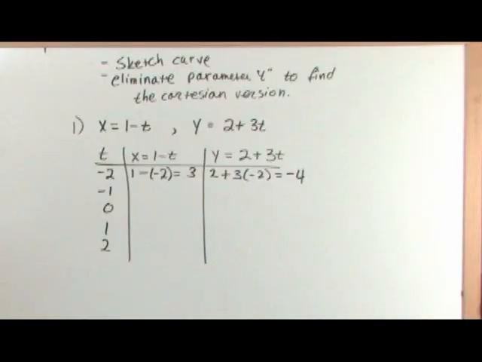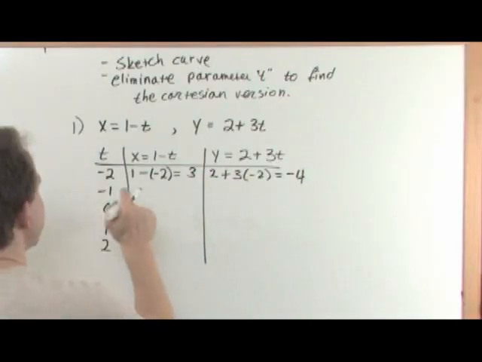Okay, so I'm going to stop there for just a second and tell you: at this moment in time, at t = -2, the point on the graph that we will draw in a minute is going to be at 3, -4. So we have just defined an x value and a y value at this time. That's all we've done. That's all a parametric equation is. Now let's look at the next time.